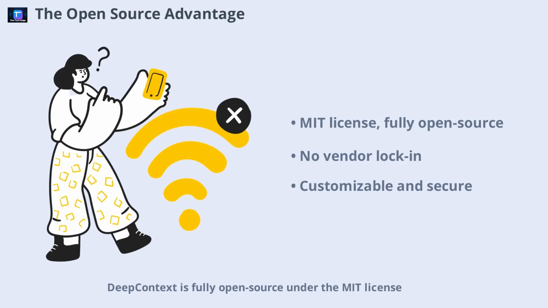DeepContext is fully open source under the MIT license, meaning you own your installation. There are no usage limits, pricing tiers, or vendor lock-in. Security-conscious teams can audit the codebase, customize search algorithms, and add language support as needed. There's even a hosted version with free trial tokens if you want to test before self-hosting. Open source gives you the flexibility and control to make DeepContext work for your unique needs.